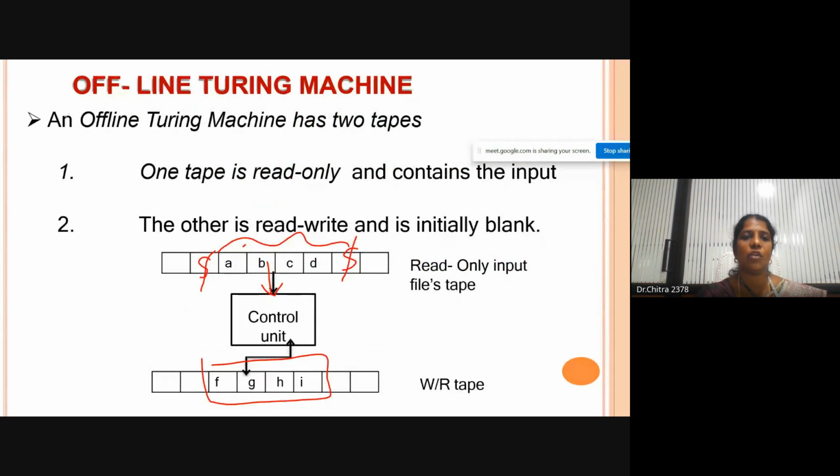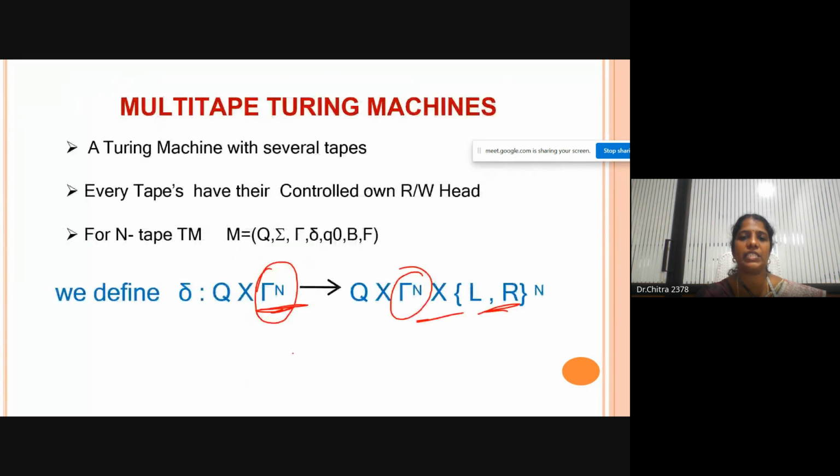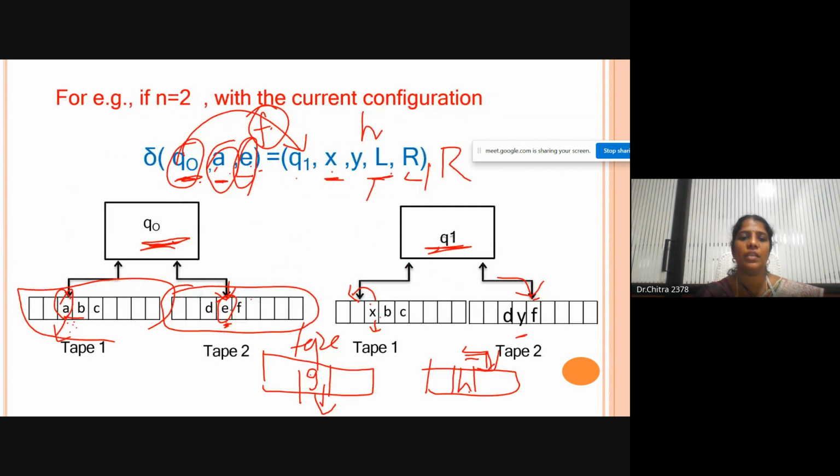The next is the offline Turing machine. In the offline Turing machine, one tape is fixed. You cannot change the content in that tape. And the second tape contents can be changed. Then the multi-tape Turing machine. Here, n number of tapes are there and n number of tape heads are there. Number of tapes increased and number of tape symbols also increased. And based on that, left and right move is also possible.